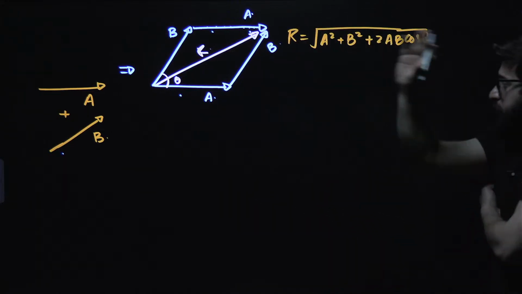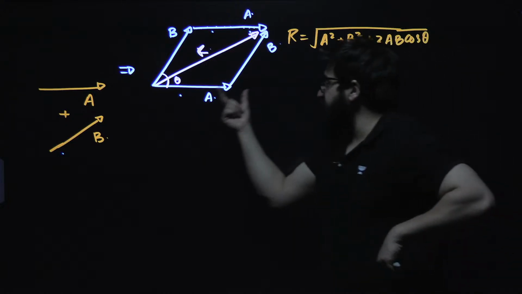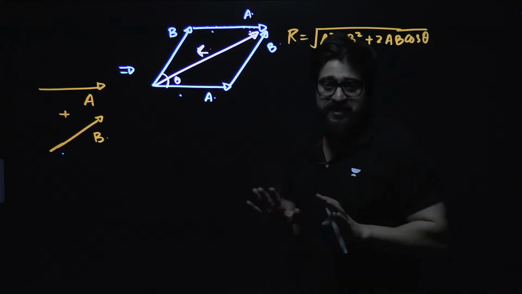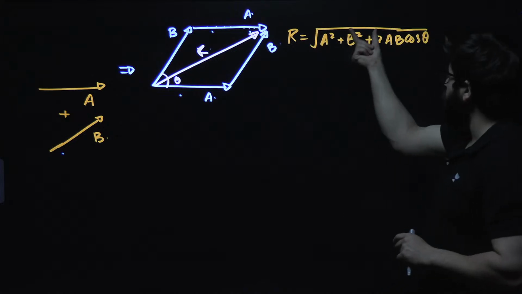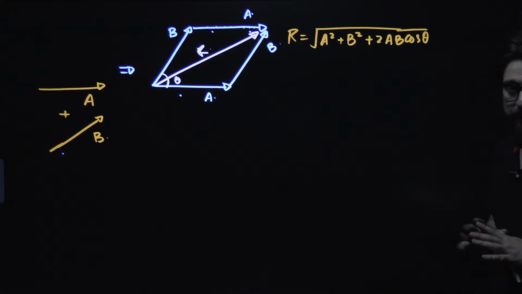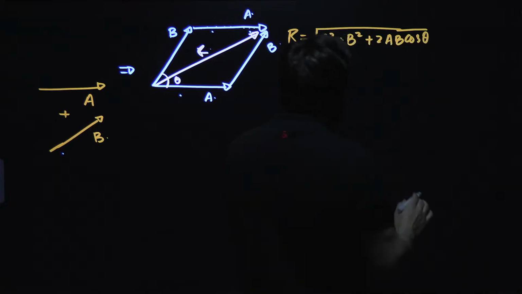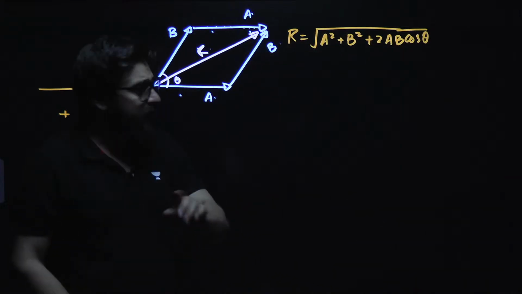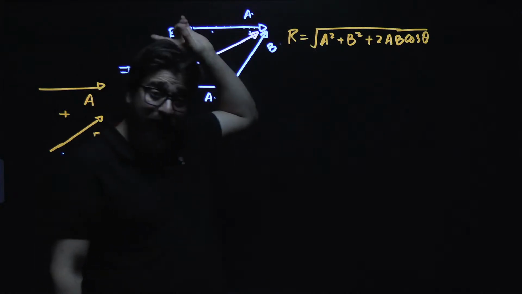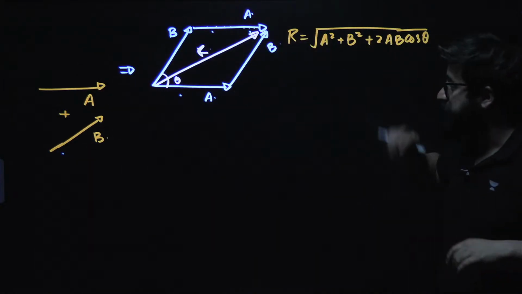So this is vector A, vector B, and their resultant is R. R is equal to under root of A square plus B square plus 2AB cos theta. Now guys, in this particular case, I would want you to understand one thing. Sir, what about the proof of this one? I have already shown you the proof of this one.